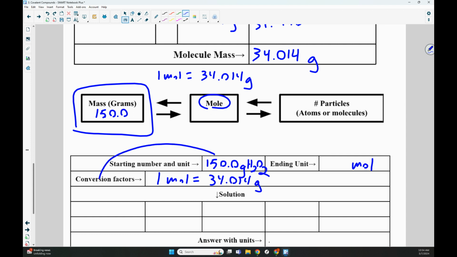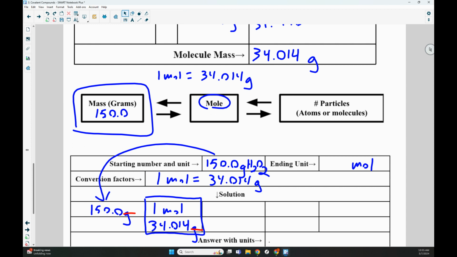So let's plug that all in here. My starting number in unit is going to go where it always goes, 150.0 grams. And I'm going to multiply by my conversion factor right here, and I'm going to put grams on the bottom, 34.014 grams. I don't need to write H2O2 every time since we know what we're working with here. There's no other elements involved, no other compounds involved. That is equal to 1 mole. Putting grams on the bottom in my conversion factor enables me to cancel it out because it appears on both the top and the bottom.